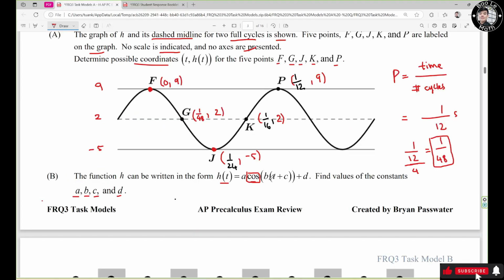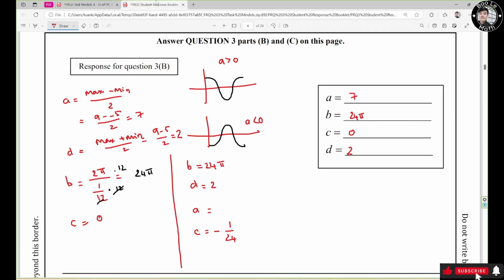Now, because it starts right here and it goes up, it looks like a graph right here. A should be negative, right? So A in this situation should be -7, right? Now, next one. B is still the same. D is still the same, right? Now A and C could change, right?